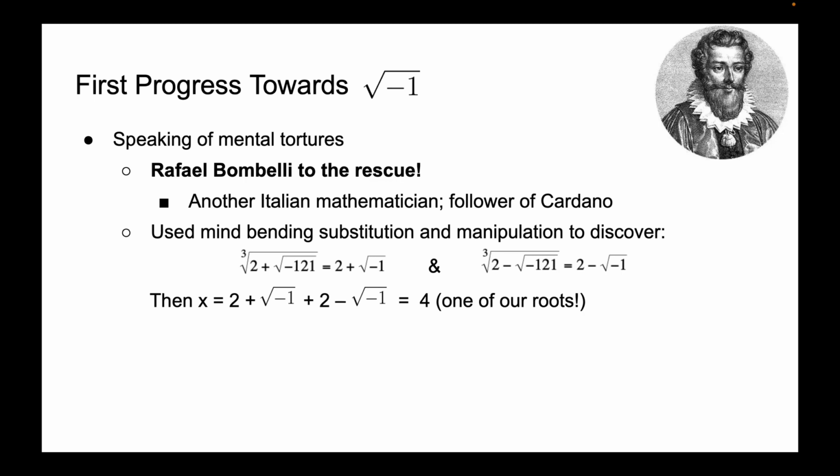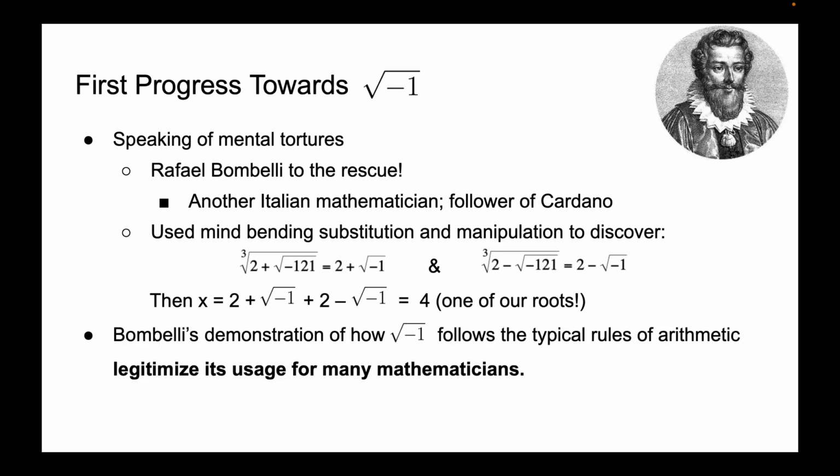He was a follower of Cardano, and he used this crazy manipulation and substitution of variables to figure out that these terms actually simplify to 2 plus the square root of negative 1 and 2 minus the square root of negative 1. So when you add these together, you get 4, which was one of our roots. And once Bombelli was able to demonstrate how the square root of negative 1 follows the rules of arithmetic, then it legitimized its usage for many other mathematicians.